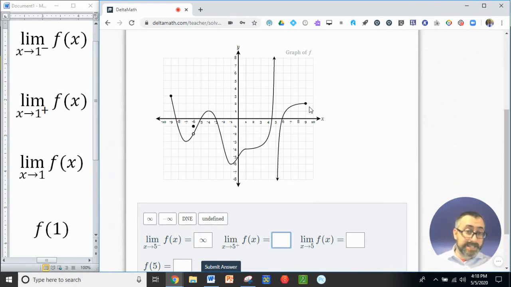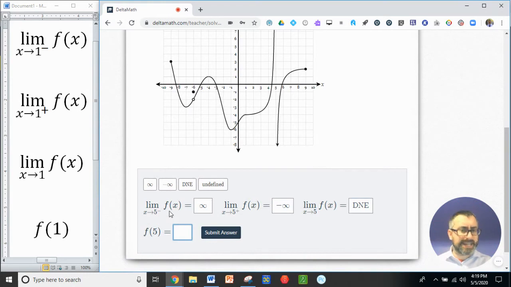From the right, as I approach 5 from the right, as I come down this way, my y value, my output, keeps on getting lower and lower and lower. That limit is negative infinity. So when our limits don't match, we can just say the limit does not exist.